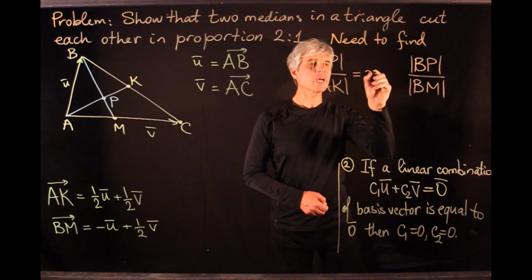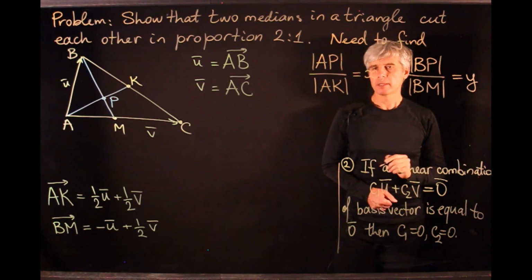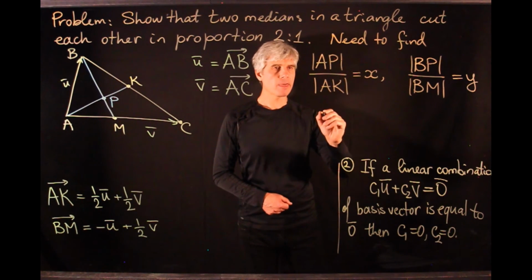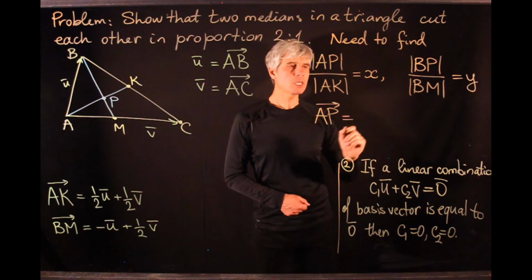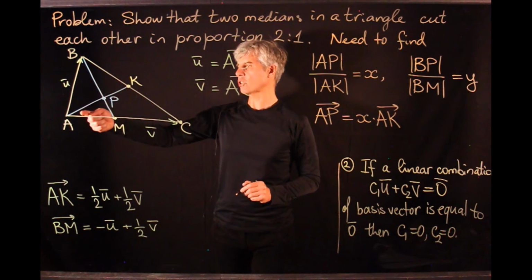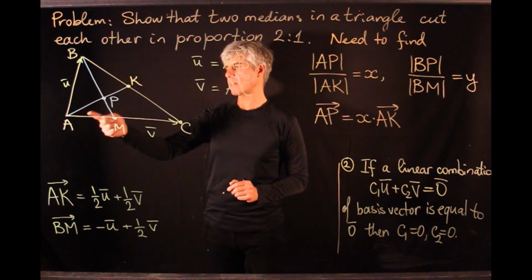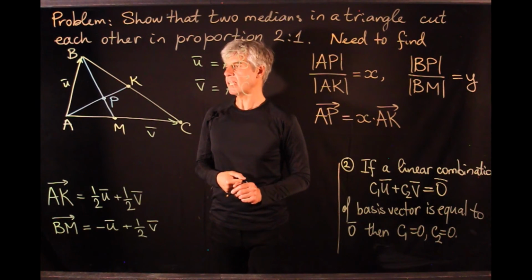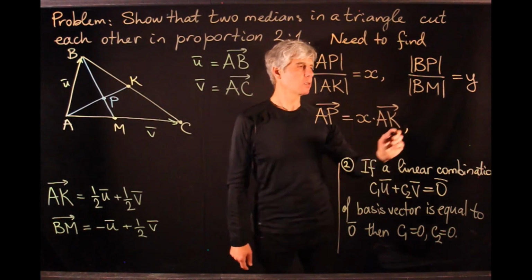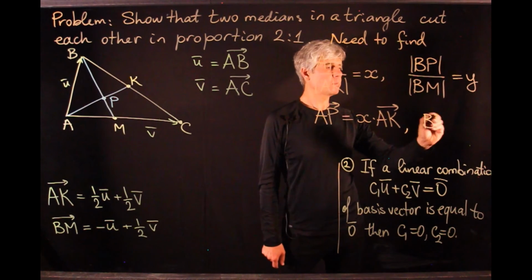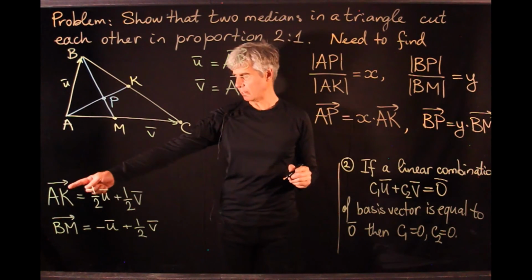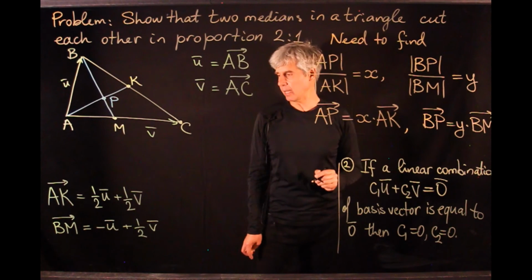Now, let's call the first ratio X and the second ratio Y. Now, we want to translate this into vector equalities. This ratio tells us that the vector AP can be written as X times AK. P was the point of intersection of the lines AK and BM, so the vector AP is proportional to the vector AK, and the vector BP is a multiple of the vector BM. Because of these ratios of lengths, we get equalities for the vectors. So we get that BP is Y times BM. And we note that we already have calculated our vectors AK and BM.